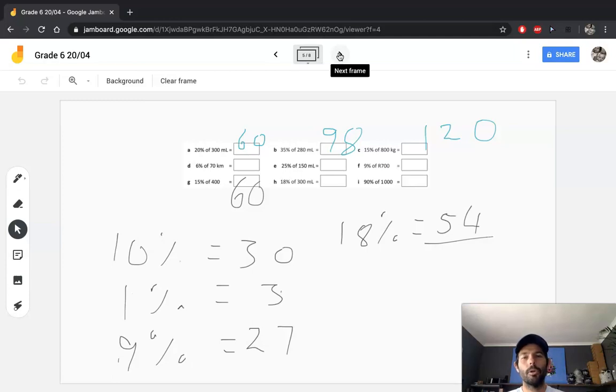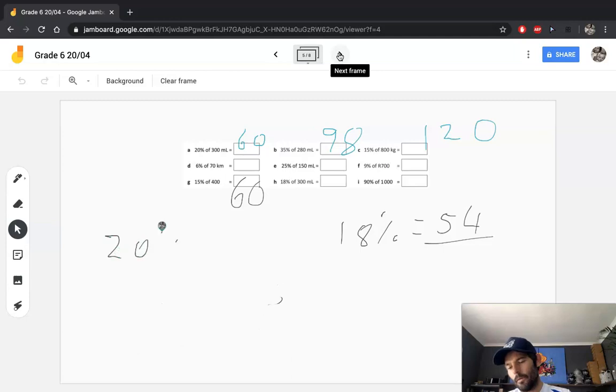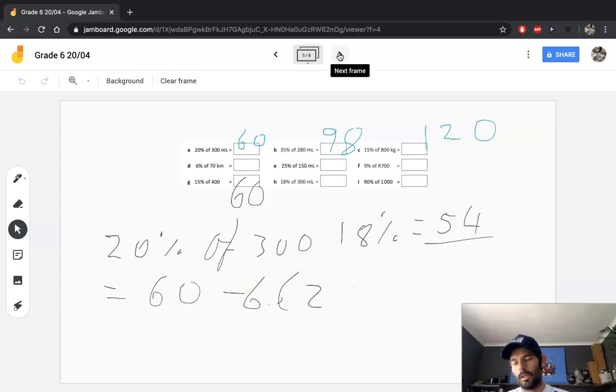I suppose you could have also worked out 20% of 300. Let's have a look at that quickly. If I said 20% of 300, we know that 10% is 30, so 20% is 60. To get to 18%, if I know that 1% is equal to 3, 2% is equal to 6, so if I subtract that 6, which is the 2% that comes off 20 to get to 18, then I get the exact same answer of 54.